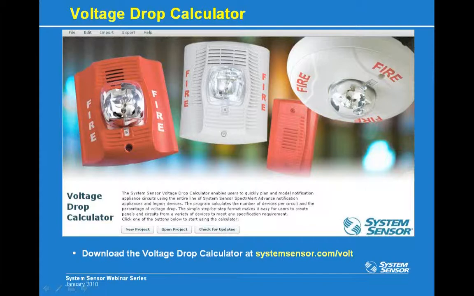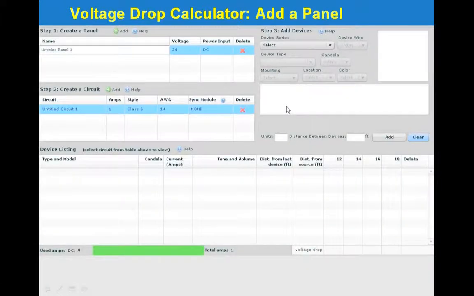Okay, so this is the main design page that you're seeing here, and all project design work for the Voltage Drop Calculator is accessible from this single page. This is where you create your panels, create your circuits, and add devices. We think this is a nice way to make it really easy to navigate this calculator. You're not going through several pages.